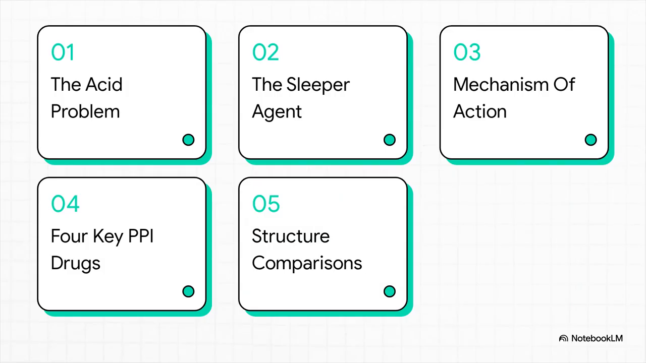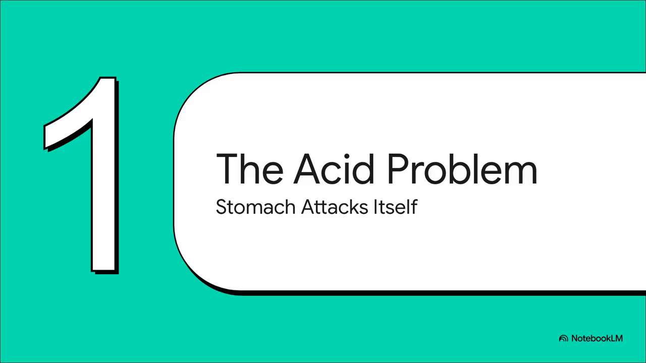Here's our roadmap for today. We've got 1. The acid problem. 2. The sleeper agent. 3. Mechanism of action. 4. 4 key PPI drugs. And finally, number 5. Chemical structure comparisons. All right, kicking things off with part 1, the acid problem, when the stomach attacks itself.